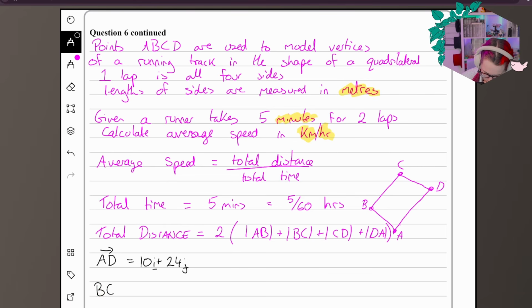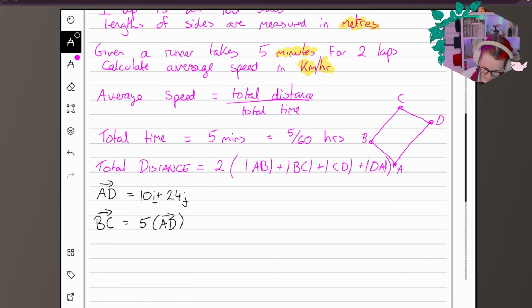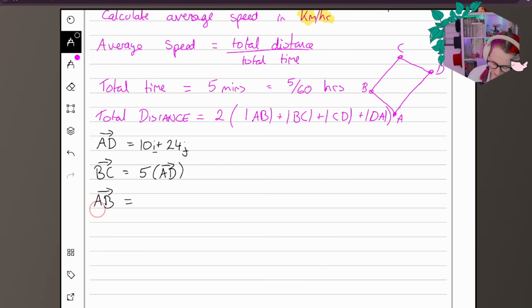And we had that BC was 5 lots of AD. So then what we're left with is AB. So the vector from A to B is the vector B minus the vector A. And I have it up on the side, because I really can't be bothered to scroll in this thing anymore. So B was 16j minus 12i. And then we can't do any simplification of that because they are very different.